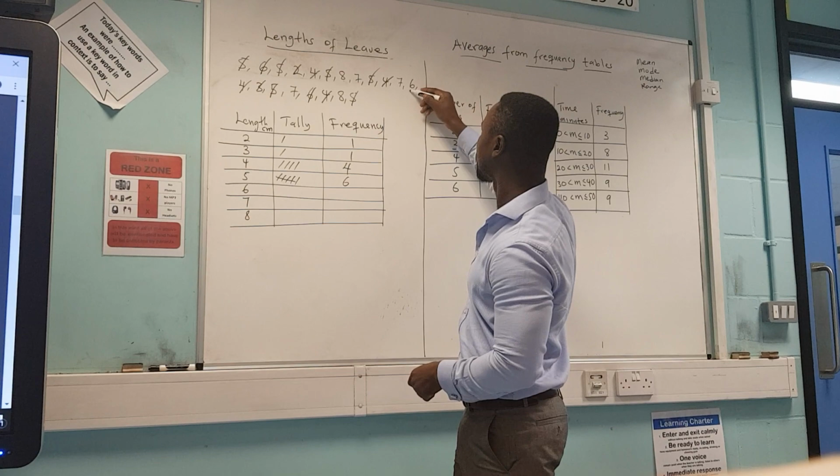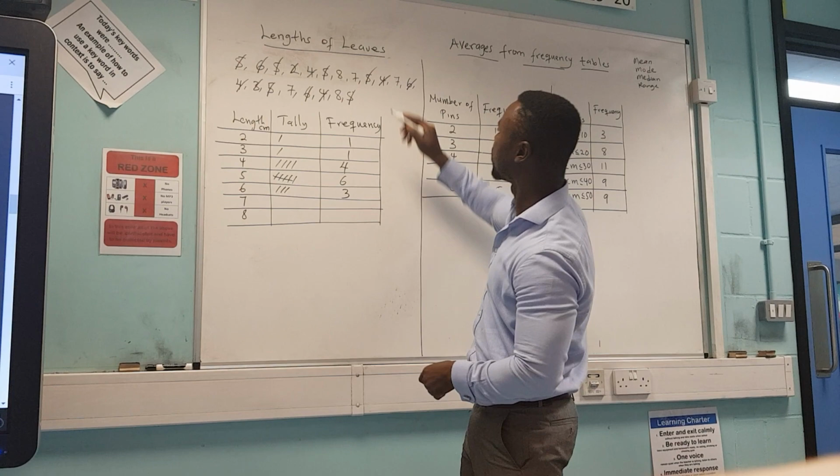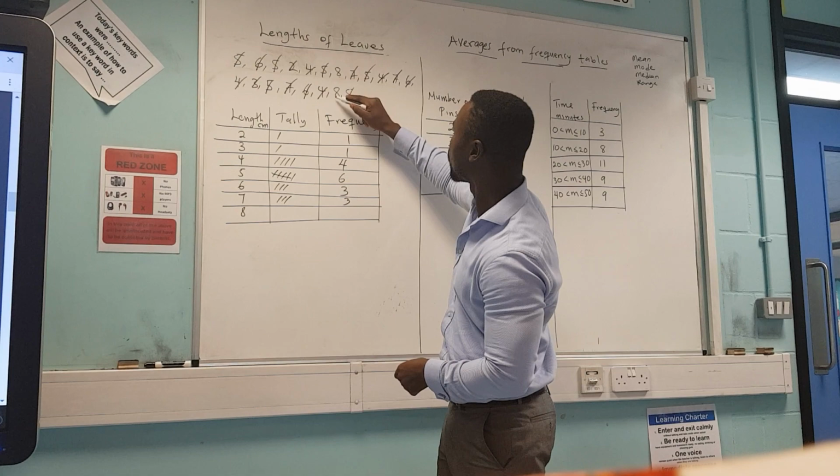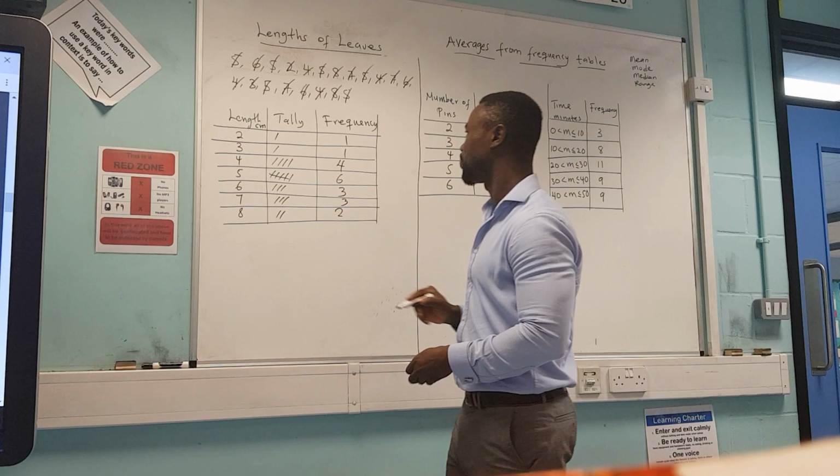If we go to number six, we have one, two, three. You write your number there. Number seven, one, two, three. So that is three, and you write your number there. Now we're left with eight. We've got one, two, so that is just two. Now, this becomes your frequency table.